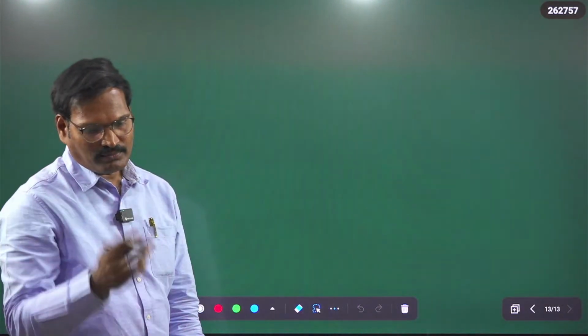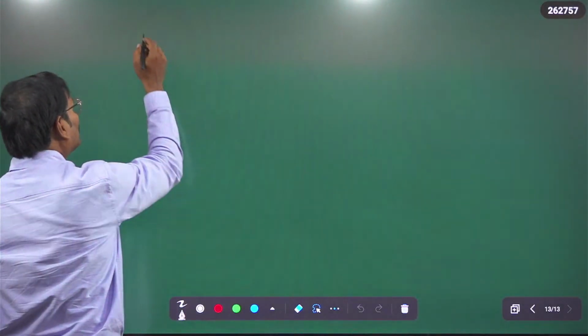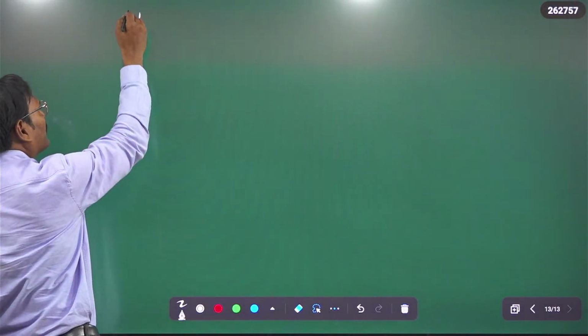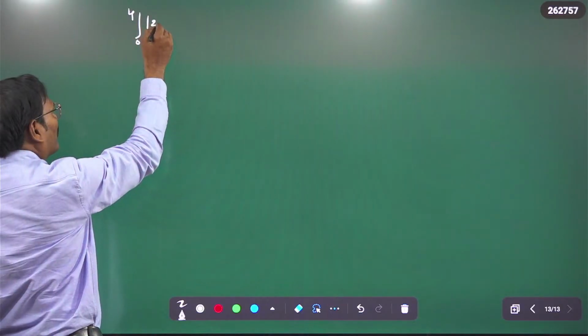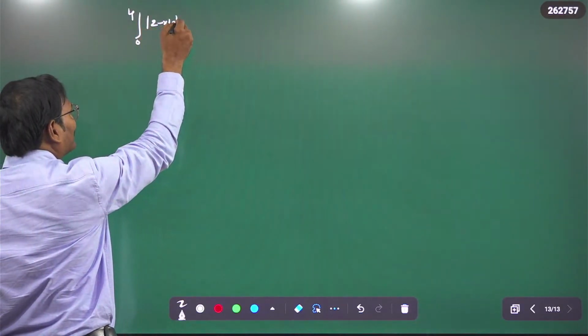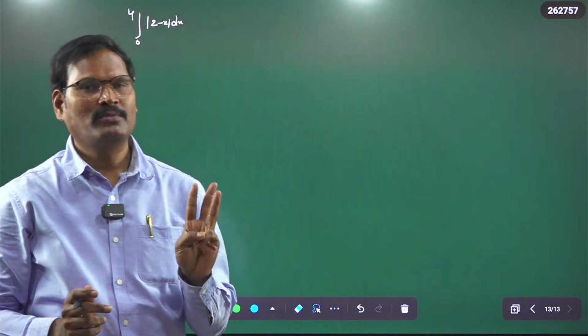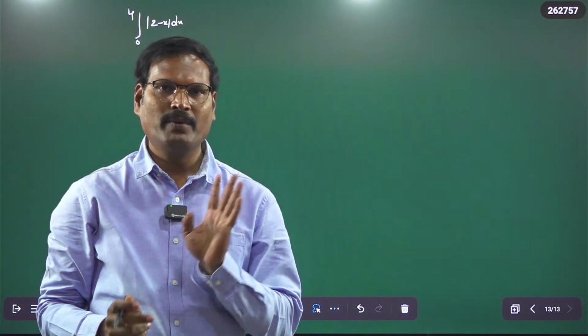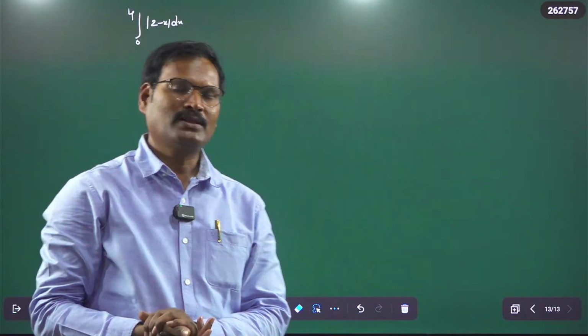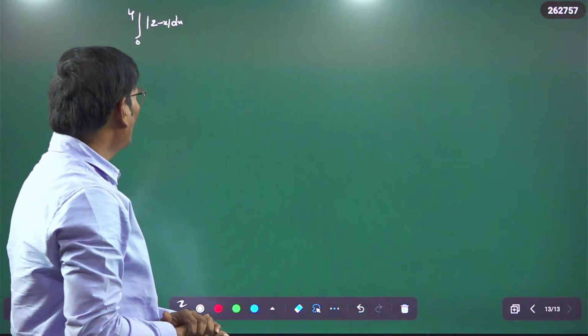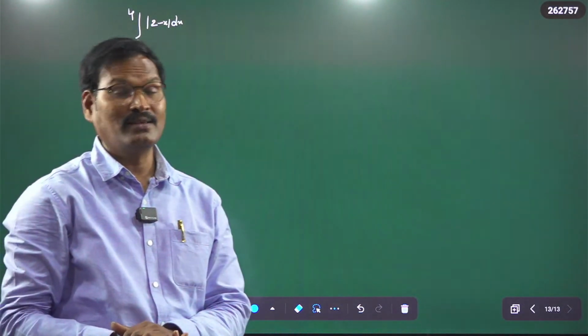And the third one: integral 0 to 4 mod of 2 minus x dx. These three problems are very important for IPA examination. So the third one is integral 0 to 4 mod of 2 minus x dx.